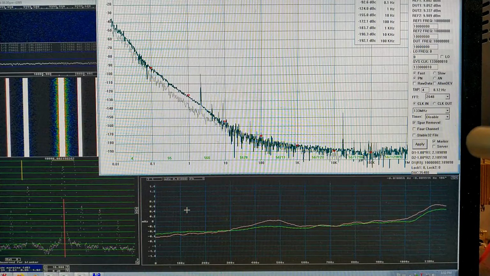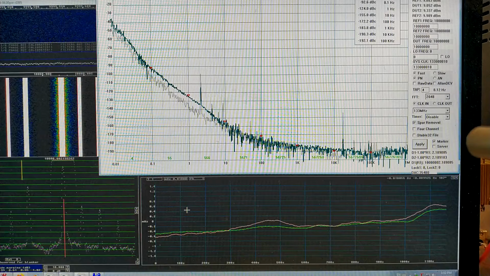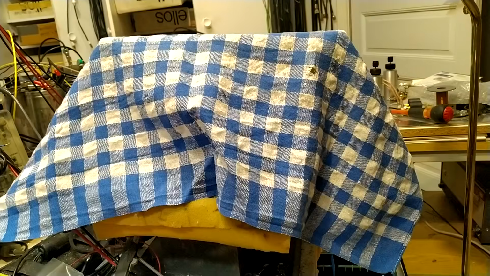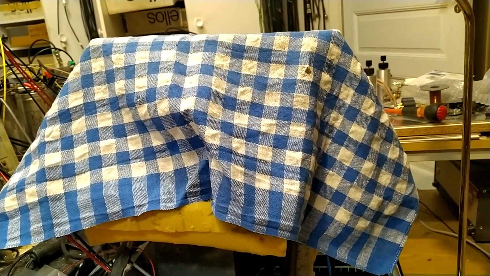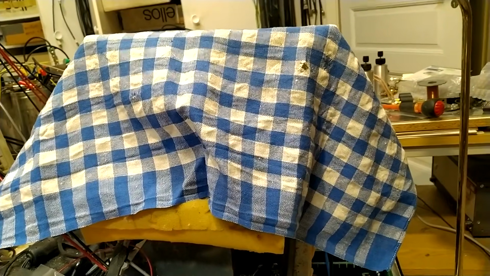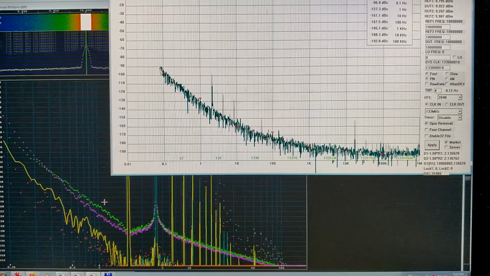For some reason, performance at 1 Hertz offset has been destroyed. I don't know why. I will try to change the position of the box. I've placed the oscillator sideways, which was optimum before, and also this textile on top of it. It seems this has solved the problems.